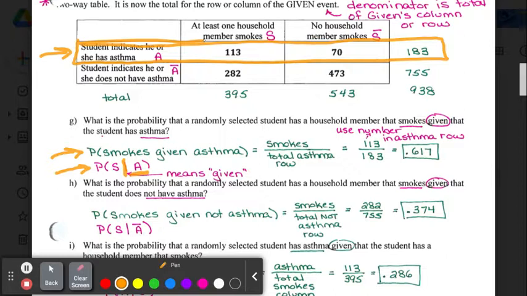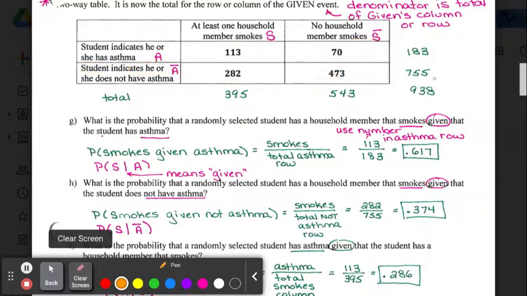So you can see, you don't have to write this, but I wrote here the number that smokes and the total in the asthma row. So 113 smokes, that's in this row. We're not looking at anything else. And then I did 113 divided by 183 and I got 0.617.